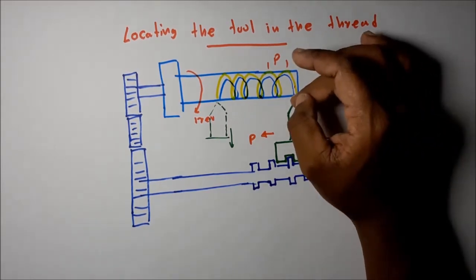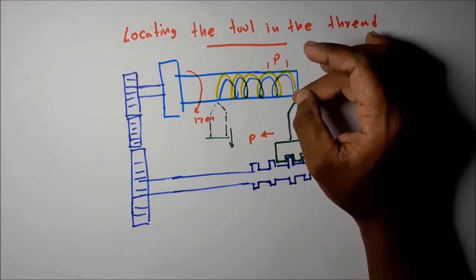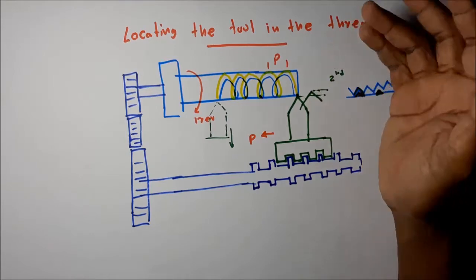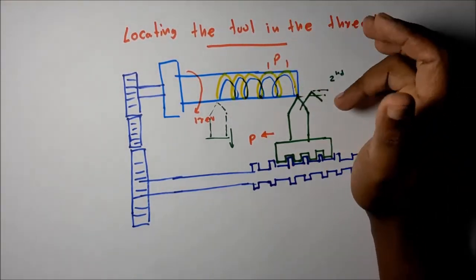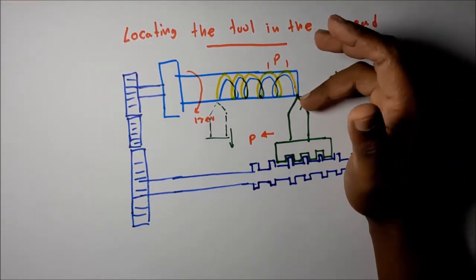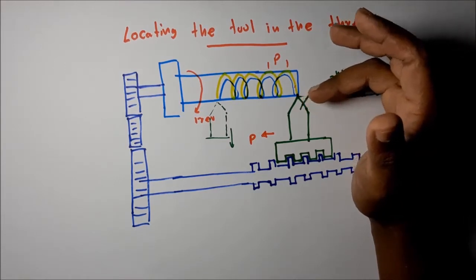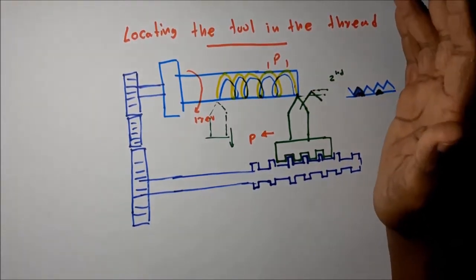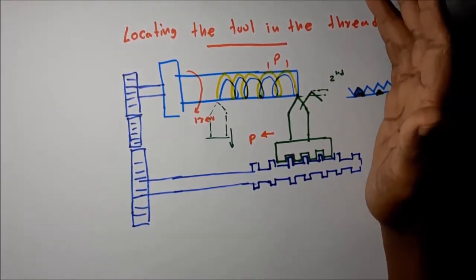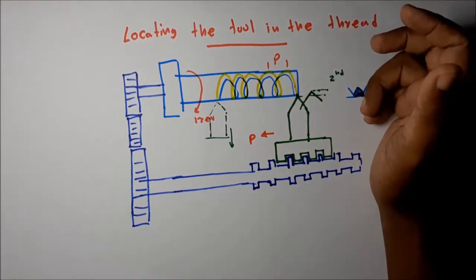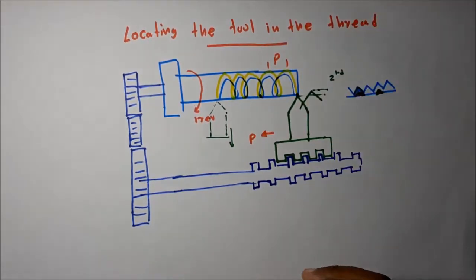That means for the second cut and the following cuts, it should follow the same cut previously done. That is very important in thread cutting operation. In this lecture, we are focusing on how to do this alignment.